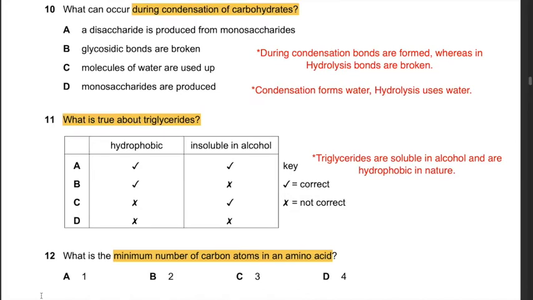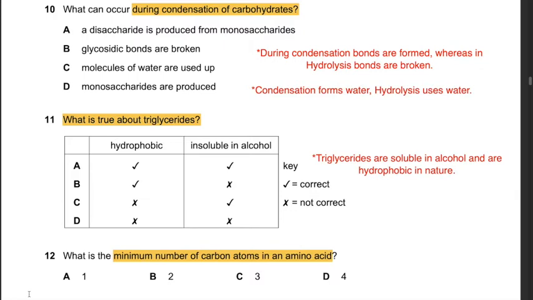Question 10. What can occur during condensation of carbohydrates? A. A disaccharide is produced from monosaccharides. B. Glycosidic bonds are broken. C. Molecules of water are used up. D. Monosaccharides are produced. Now, condensation reactions are where bonds are formed, whereas in hydrolysis, bonds are broken.